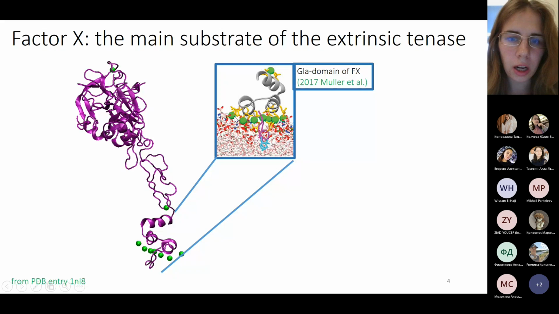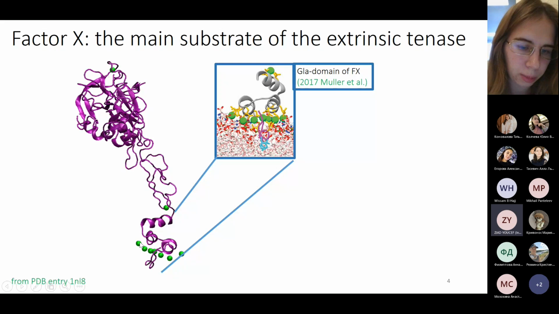This GLA domain is calcium bound. Calcium ions are shown in green. They are needed for the stability of this domain, for the stability of its form, of its secondary structure. And they are needed for the membrane binding.